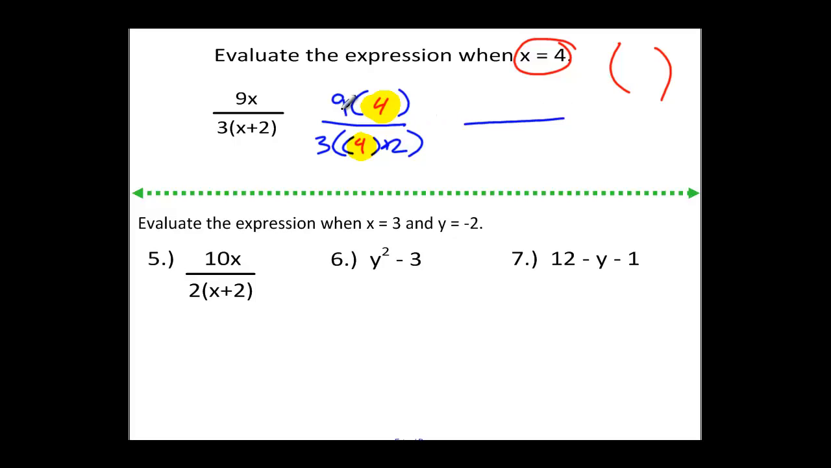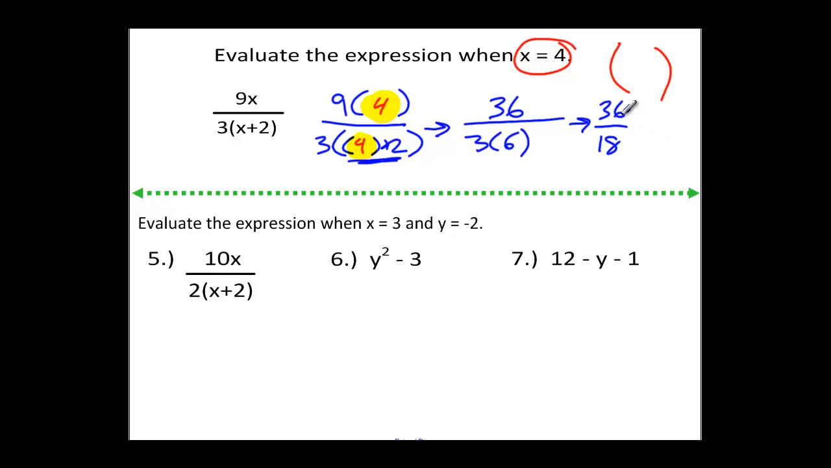Okay, so let's do the top. Simple. 9 times 4 is 36. Done. On the bottom, I'm going to do inside the parentheses first. So 4 plus 2 is 6. So we have 3 times 6. Okay, and feel free to write out each step. Now I'm going to simplify it again. So we have 36 divided by 18.